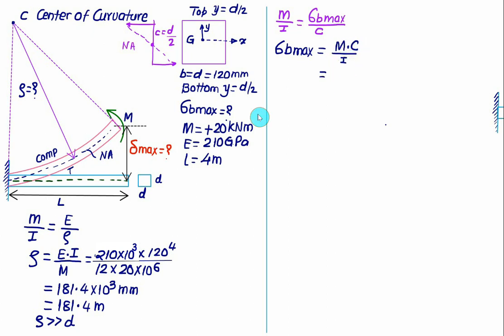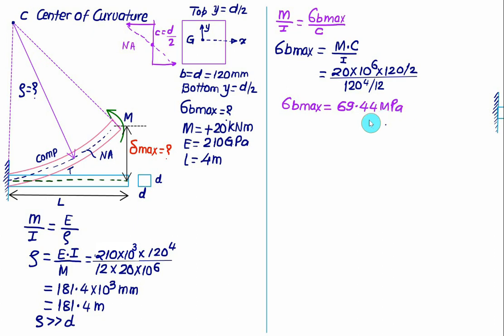The bending moment here is 20, so we have 20 into 10 to the power 6. The value of C is D by 2 and D is equal to 120, so we have 120 divided by 2. The moment of inertia is D to the power 4 by 12, so we have 120 to the power 4 divided by 12. In this fashion we can calculate the maximum bending stress. The maximum bending stress will come out to be 69.44 megapascal.